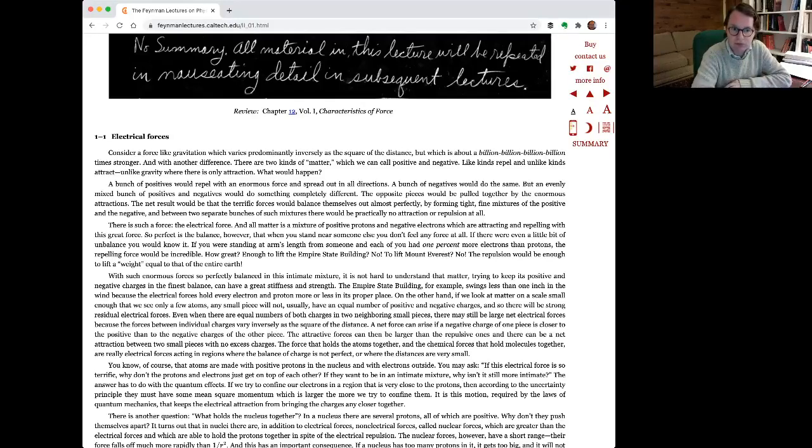He says a bunch of positives would repel with enormous force and spread out in all directions. A bunch of negatives would do the same. But an evenly mixed bunch of positives and negatives would do something completely different. The opposite pieces would be pulled together by the enormous attractions. The net result would be that the terrific forces would balance themselves out almost perfectly by forming tight, fine mixtures of the positive and the negative. And between two separate bunches of such mixtures, there would be practically no attraction or repulsion at all. He's, of course, just saying if you have a very strong force with positives and negatives, you'll get clumps of things which are neutral. And those are the building blocks of the universe.